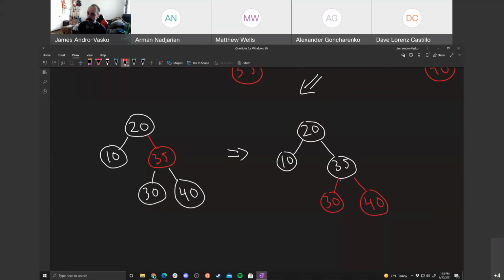And we see here, everything is going to be still okay, because in this situation, on the left side of 20, we have one black node and then two, so either path we take, we have two black nodes.